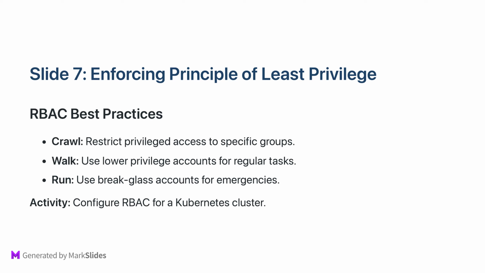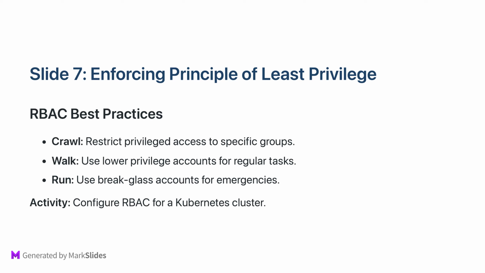In this activity, you'll apply these principles by configuring RBAC for a Kubernetes cluster. Here, you'll practice creating roles and bindings to define what actions users can perform, ensuring our Kubernetes environment operates under the principle of least privilege. By the end of this exercise, you'll not only solidify your understanding of RBAC, but you'll also build a foundation for secure and efficient access management in your Kubernetes clusters. Let's dive in and start configuring.